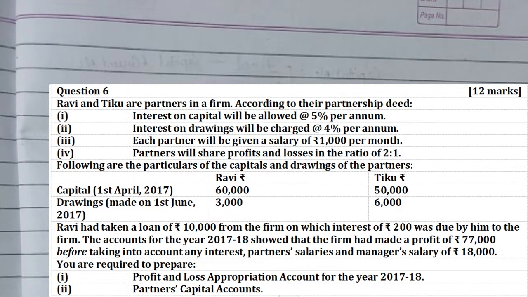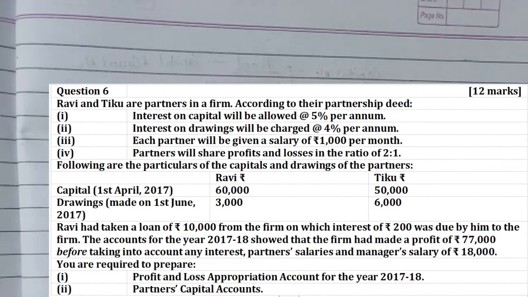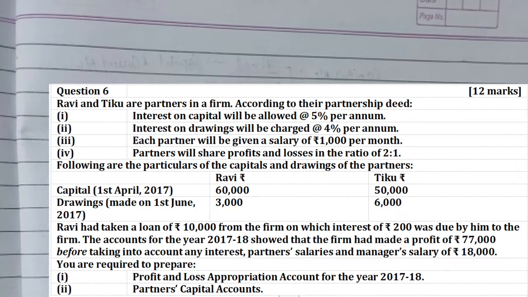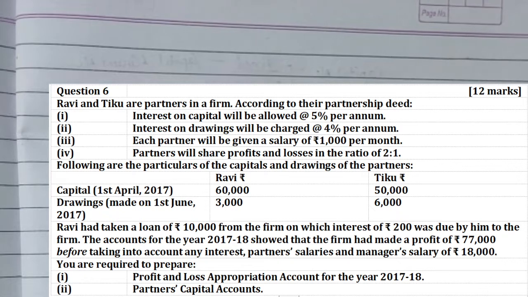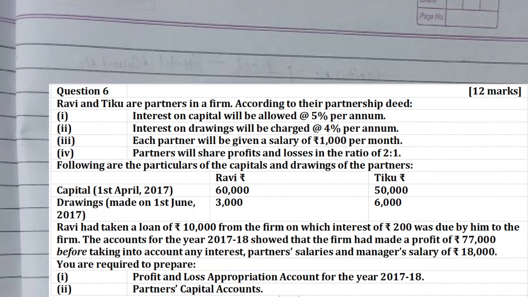Also, it is mentioned that Ravi had taken a loan of 10,000 from the firm on which interest of 200 was due by him to the firm. The profit for the year was 77,000 before taking into account any interest, partner's salary, and manager's salary of 18,000 rupees. We have to prepare the profit and loss appropriation account for the year 2017-18 and partner's capital account. So let us begin with the question.